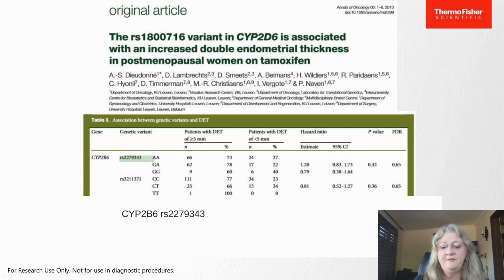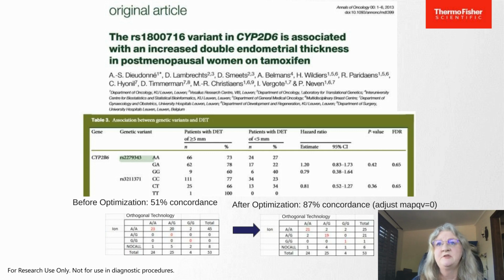And so, for example, before we do optimization, if we use the naive approach, we found we only had 51% concordance with some orthogonal data. After optimization, where we take into account the known primer sequences and the known primer locations, and we adjust the bioinformatics analysis, we end up with much higher concordance.